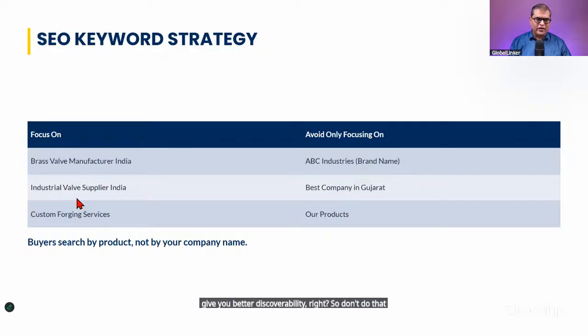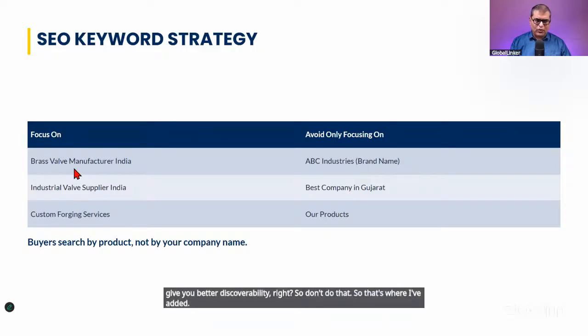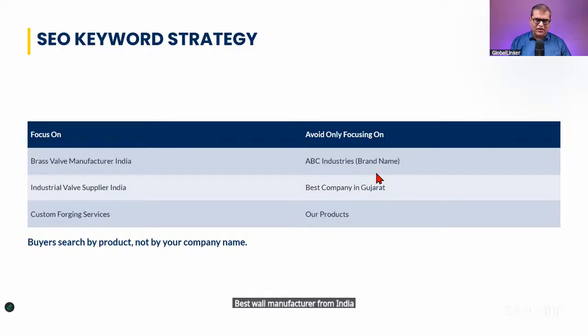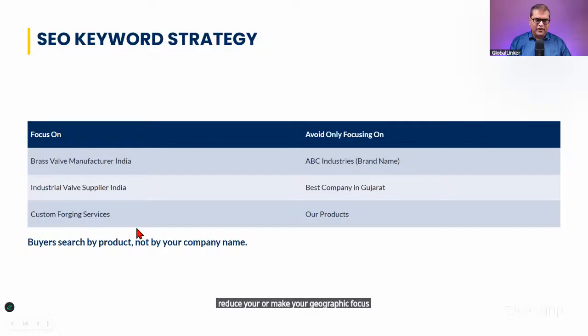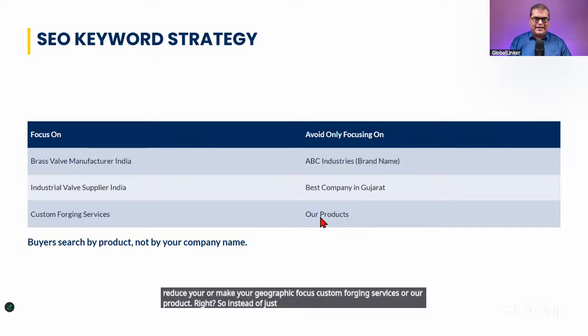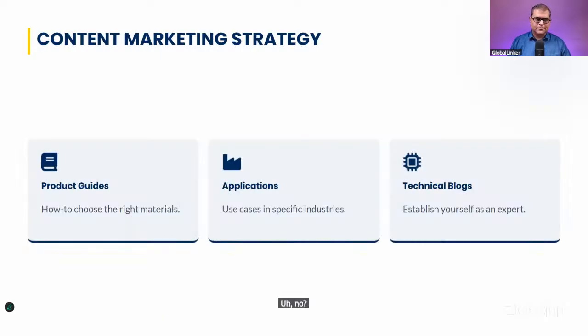So don't do that. This is where I've added best wall manufacturer from India, rather than ABC Industries, industrial wall supplier, best company from Gujarat. This will make you more geographic focused. Custom forging services, or our product, right? So instead of just adding a page with a meta title, our services, use custom forging services, so that it is more focused on the user intent, or what the user is wanting.